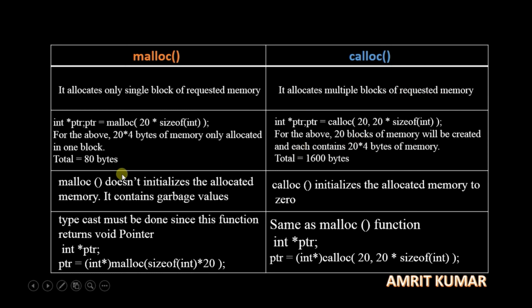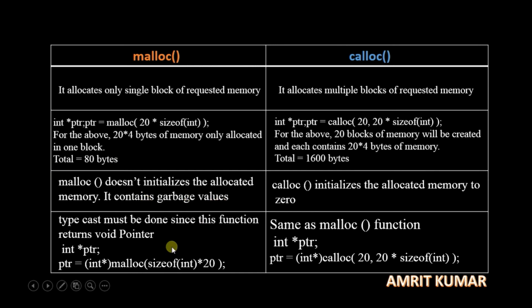Also the main difference between these is that the malloc function does not initialize the allocated memory, it contains garbage values, whereas calloc initializes the allocated memory to 0. This is also a main difference. Calloc initializes the allocated memory to 0, whereas malloc does not initialize the allocated memory. It means it contains garbage values.